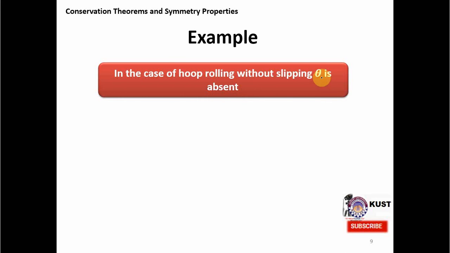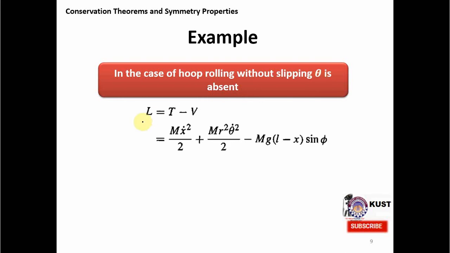Theta is a coordinate which is absent in the Lagrangian. You can see from over here that L is equal to T minus V for this system. I will also explain this schematically. And mx dot square by 2, mr theta dot square by 2. This is the Lagrangian actually for this system. And you can see that theta is nowhere here.